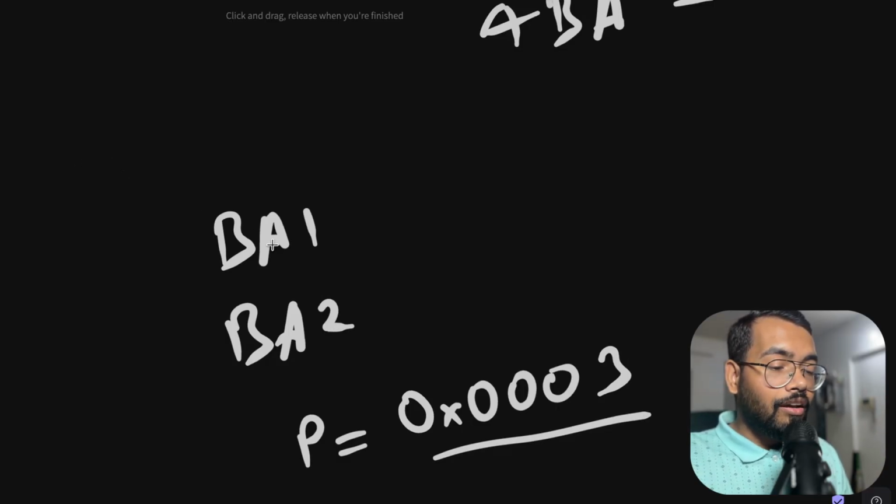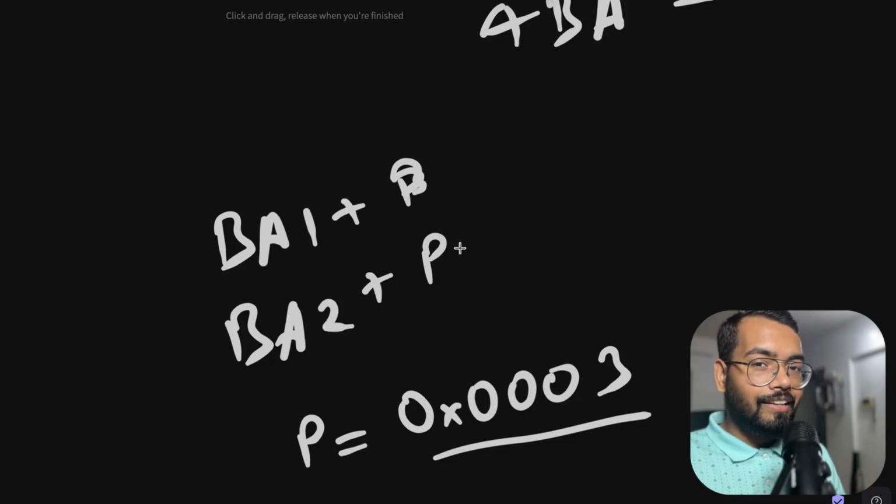So now the question is, where are you going to add it? Are you going to add it to base address 1, or are you going to add it to base address 2? That is an ambiguity, right? Where are you going to add it? So you need a way to find out in which location you are storing this particular value, in which base address you are storing.